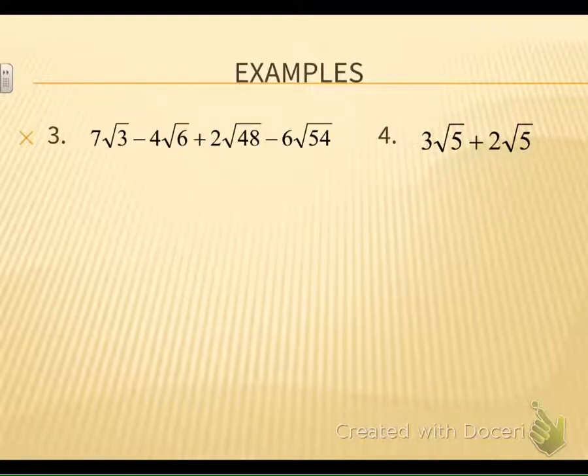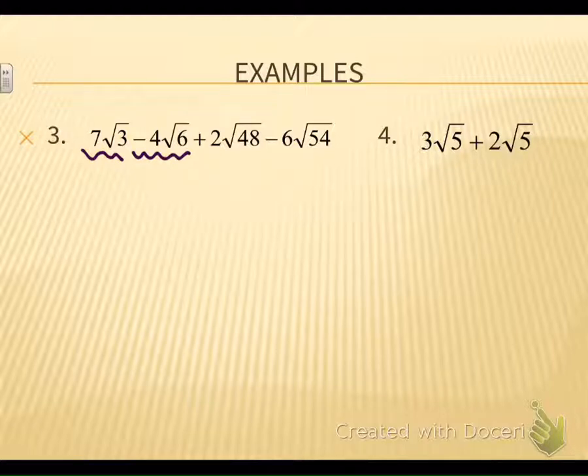Alright, this one is long. Number 3. So 7 root 3 minus 4 root 6 plus 2 root 48 minus 6 root 54. So 7 root 3 we cannot reduce anymore. Negative 4 root 6 we cannot reduce. 2 root 48 we can, so 48.